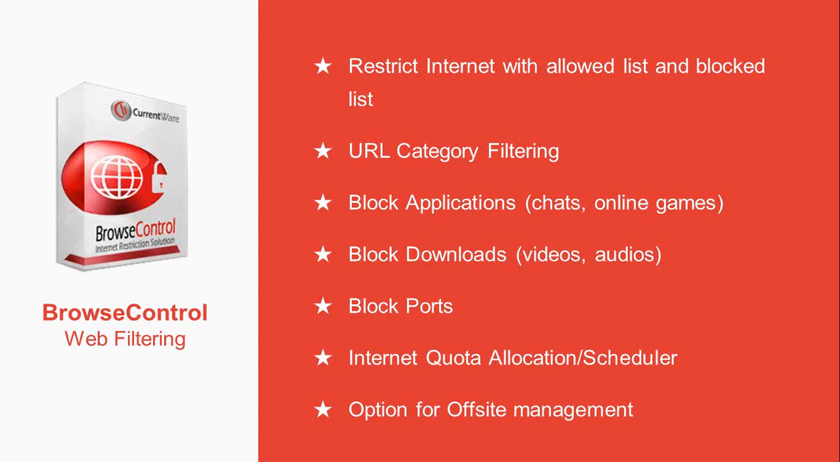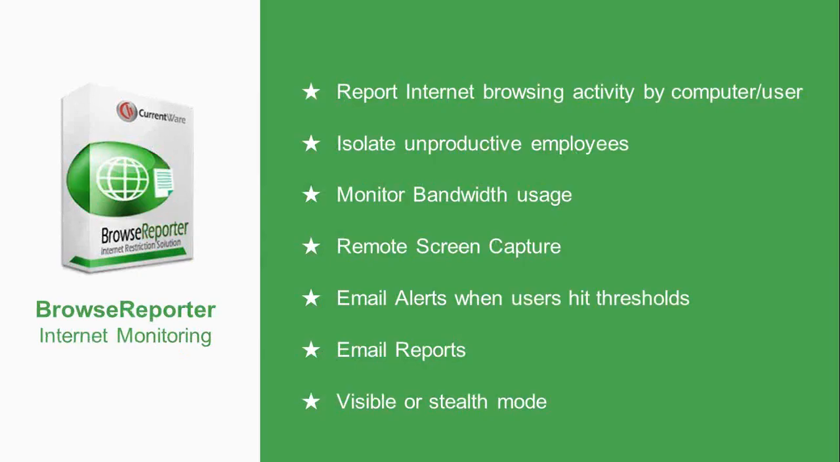Now let's go through the features of each module. Browse Control. So you can see here you can restrict internet with allowed list and block list. URL category filtering. You can block applications, downloads, ports. Internet quota allocation scheduler. Option for using offsite management as well.